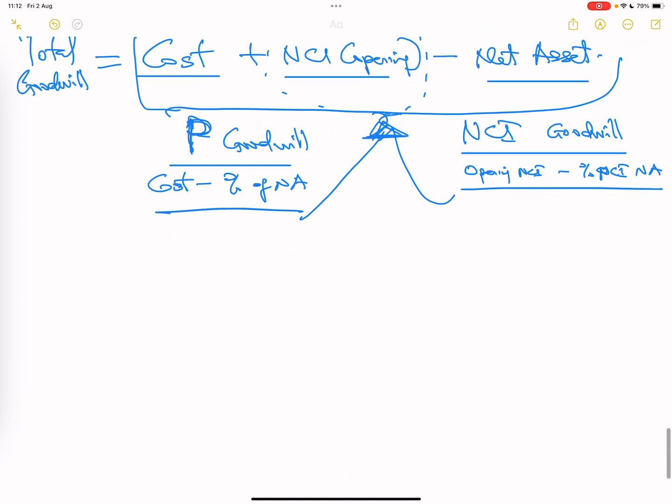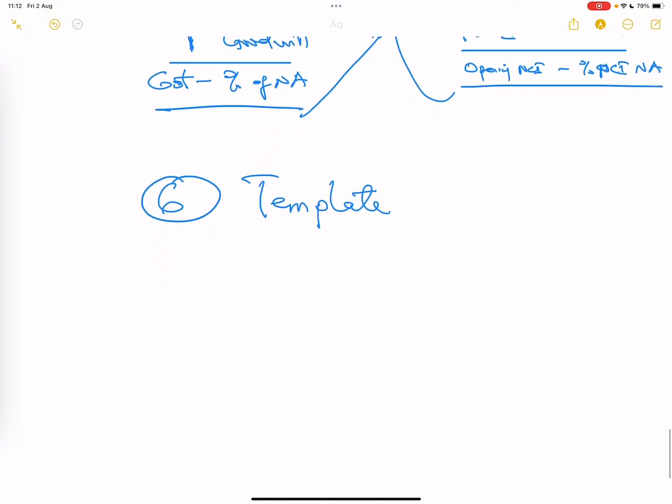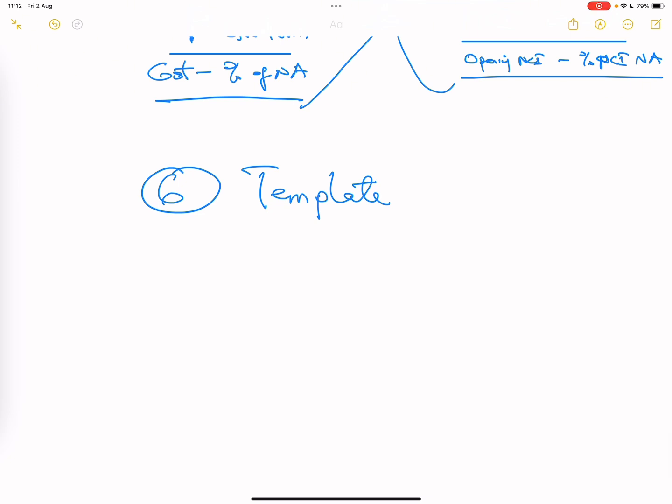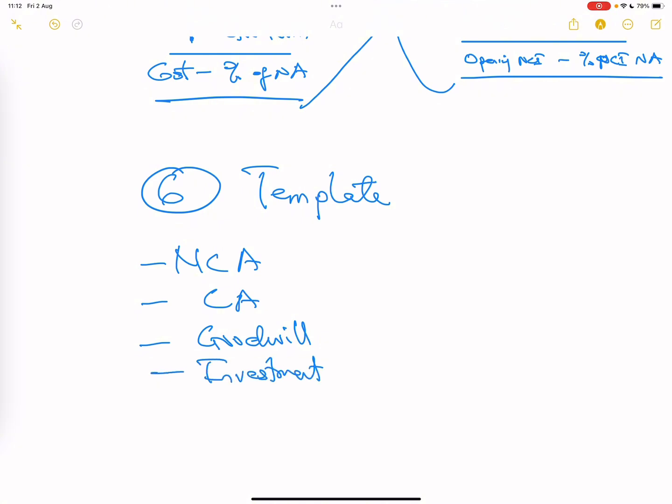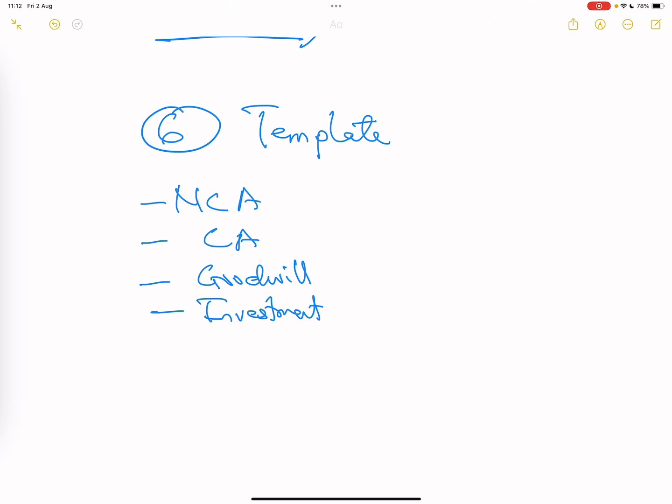So once you have your goodwill, you go to step 6, which is just to build your template. And what is the template here? They would have given you a set of financial statements. Just put an empty shell. Non-current assets, depending on the items they've given you, then current assets, then please put goodwill. Always put goodwill, even if it is 0, put it in your template so that you have it. List investments if there are any. List all the items they give you on the statement of financial position. On the asset side, list it. On the liability side, list it as well.